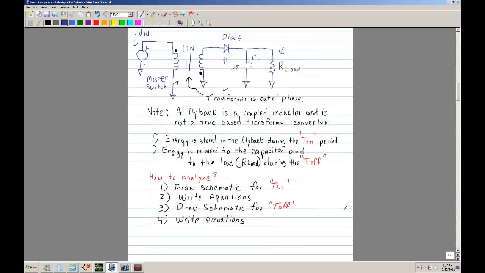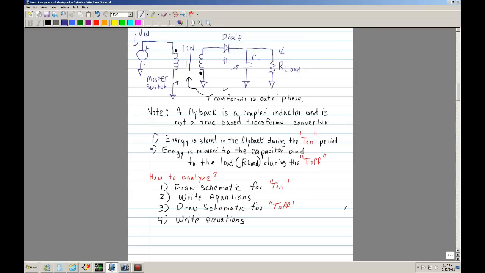Now one thing that I want to make a note of is that a flyback is a coupled inductor and it's not a true transformer converter, like for instance the forward converter. A forward converter does not store energy. Basically, when you turn the MOSFET on, the energy is not stored and it's transferred directly to the secondary. Now a flyback does store energy.